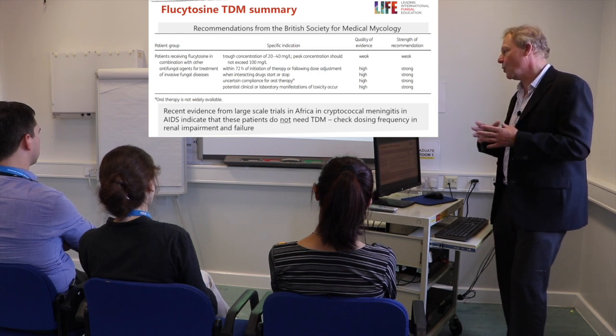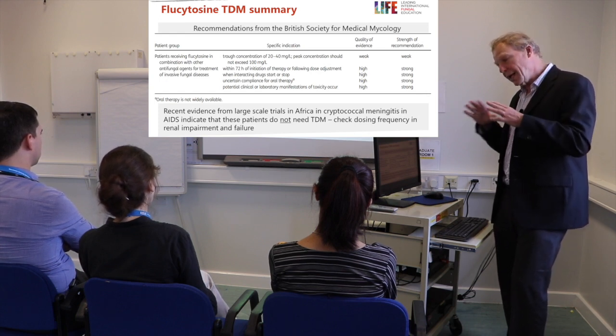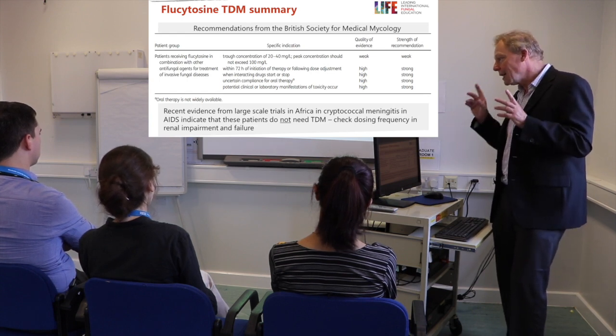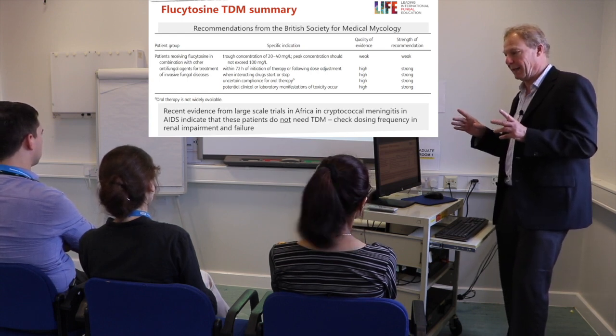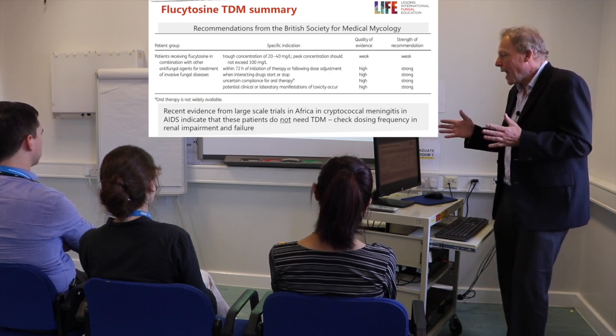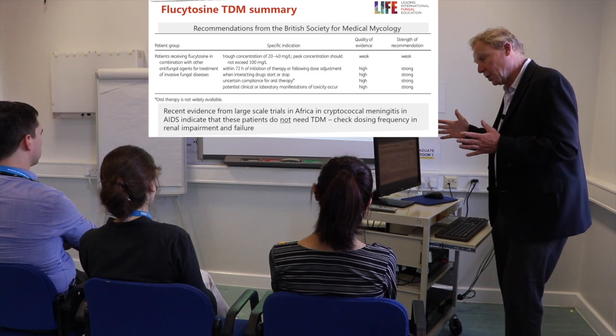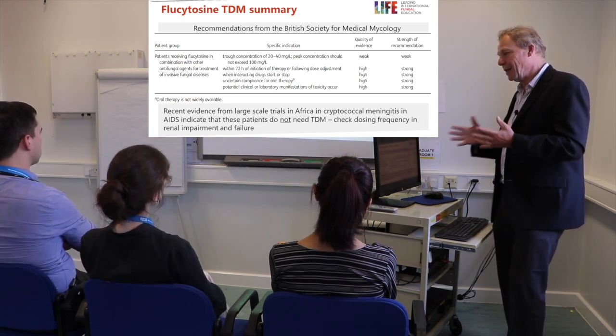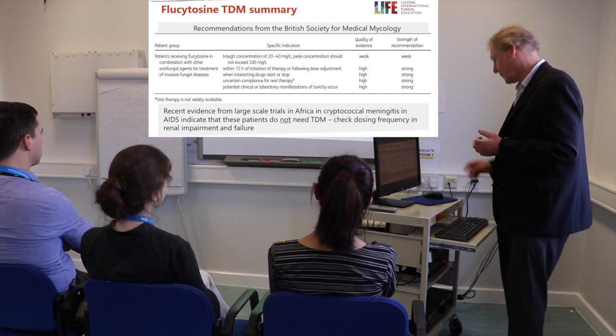What we do know is that in low and middle income settings where flucytosine is required for particularly cryptococcal meningitis, these AIDS patients don't need regular monitoring unless they have renal impairment or failure. And that's the only exception where it would be helpful to monitor. And as amphotericin B regimens get shorter, which in general they do for these patients, the issues around renal impairment get to be less profound.